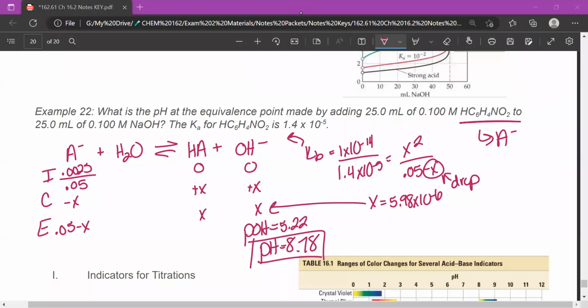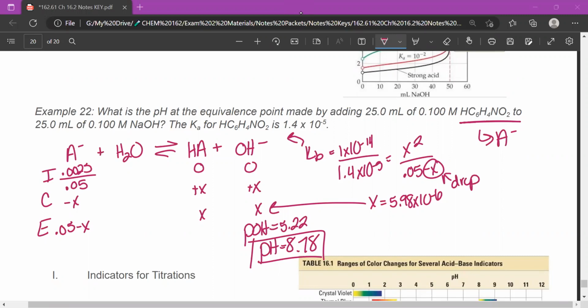Okay, so you should have gotten 8.78. Essentially, I knew all of the acid had been converted, so that is 0.0025 moles. Now, this is an ice table, so I did have to put it over the total milliliters or liters, essentially. Since I had 25 and 25, so it's 0.05. So then I did minus x, plus x, plus x, solved.